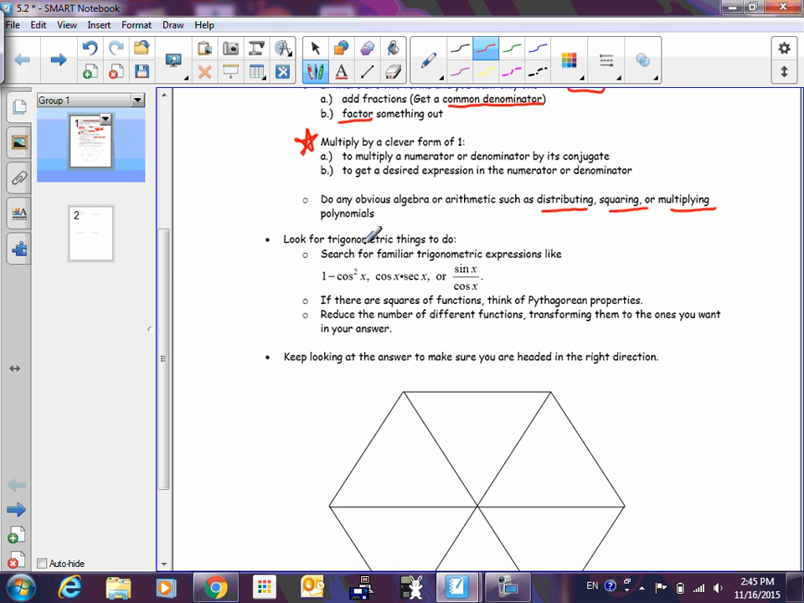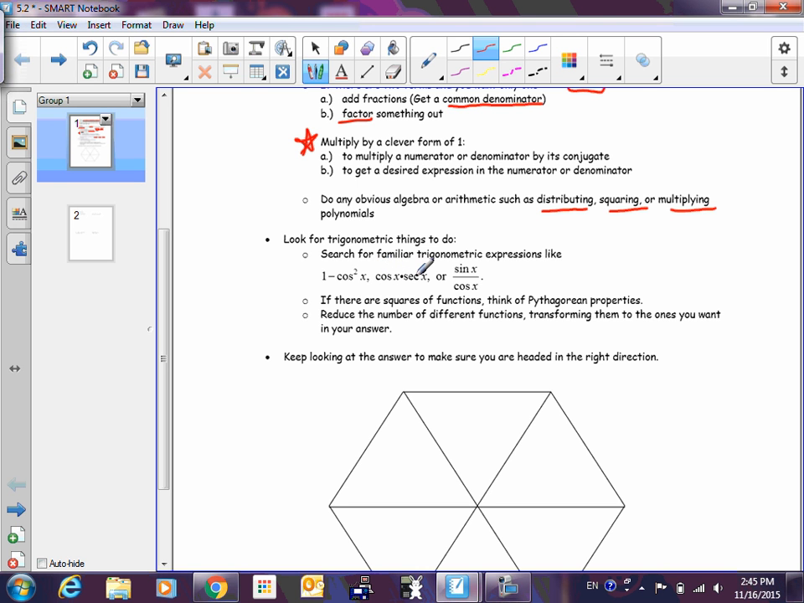All right, look for trig things to do. This is all your identities. When you see something like cosine squared, you need to be thinking, hey, that's an identity. That's a Pythagorean identity. You probably still don't have them memorized, but you're getting there, at least where they're more familiar than they were last week.